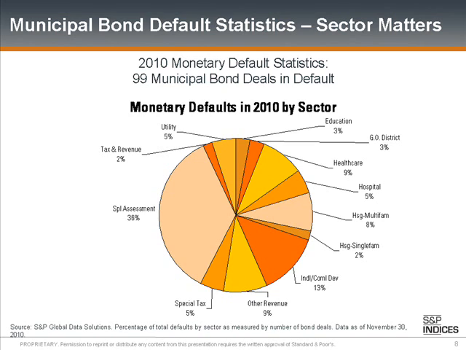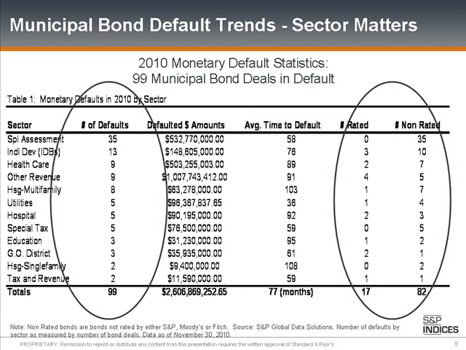Those four sectors make up the majority of municipal bond defaults so far in 2010. Looking at the statistics even deeper, we can see that those four sectors, special assessment or land secured, industrial development or conduit financing, healthcare, and multifamily, make up the majority of the monetary defaults that have occurred through November 2010.